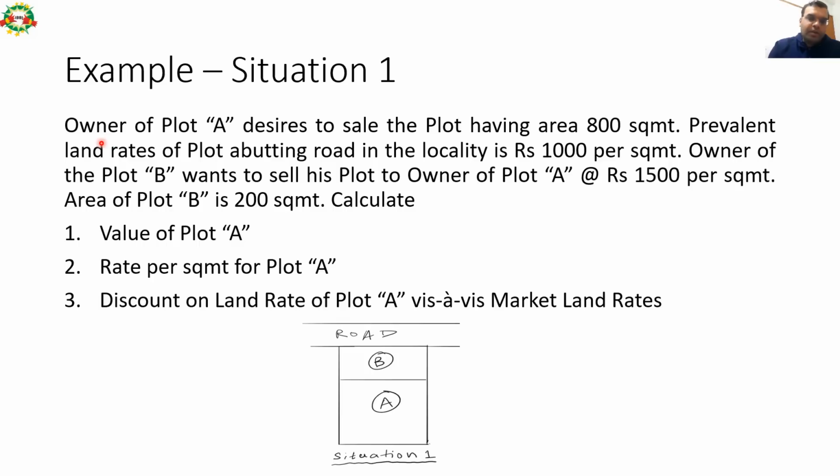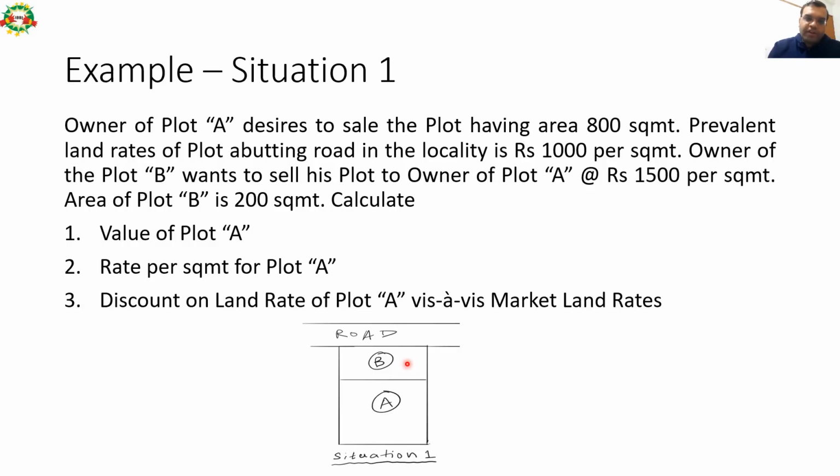Situation number 1. Owner of plot A desired to sell the plot having an area of 800 square meter. The prevalent land rate of a plot abutting the road in the locality is 1000 rupees per square meter. Owner of plot B wants to sell. This is landlocked A, this is landlocked B, and the owner of plot B wants to sell his plot to the owner of A at 1500 rupees per square meter. The area of plot B is 200 square meter.